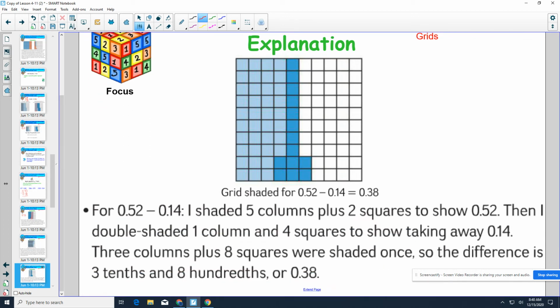And then for 52/100, subtract 14/100, right? Shade in 52/100, and then you could mark out 14/100. So I know one row is 10, and there's 12, and there's 14. So they could mark it different ways, but then you can see your remaining amount here is 10, 20, 30, 31, 32, 33, 34, 35, 36, 37, 38/100.